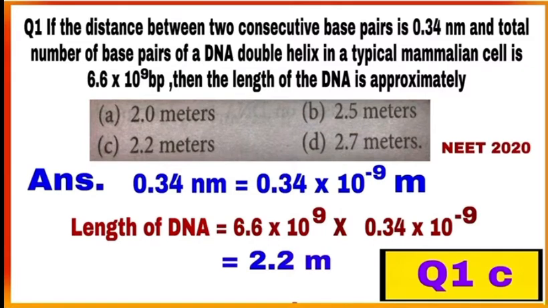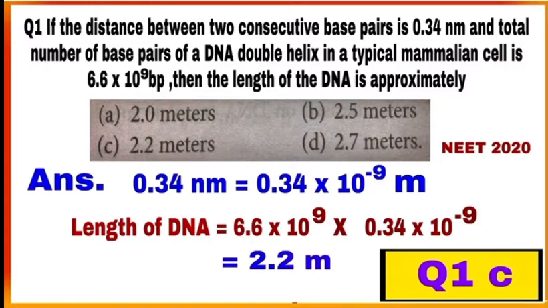Let us see what is given. Two base pairs के बीच का distance दिया है. It is equal to 0.34 nanometer. Convert this into meters by multiplying it with 10 raised to power minus 9. This is the first step of the calculation. Now, length of DNA calculate कीजिए by multiplying number of base pairs and distance between two base pairs in meters.